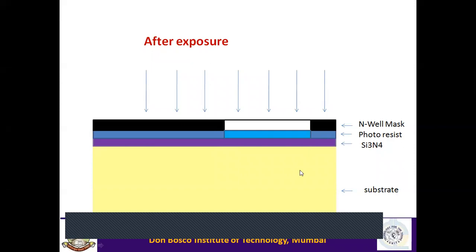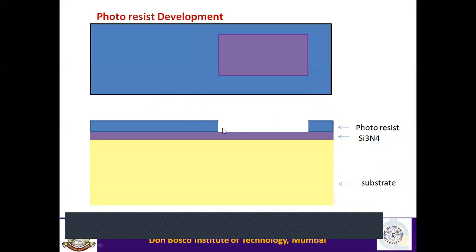Then after this, we develop the photoresist. When we develop it, we remove that mask, and nothing will happen to the photoresist under the dark portion because it is hard. So from the top you can see silicon nitride. And why do we want this? Because we want to create the N-well here.